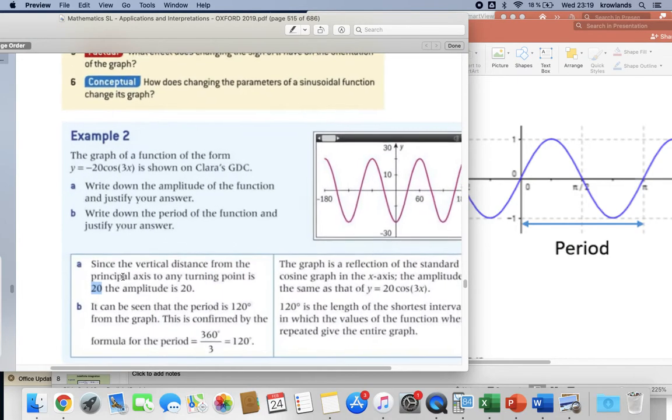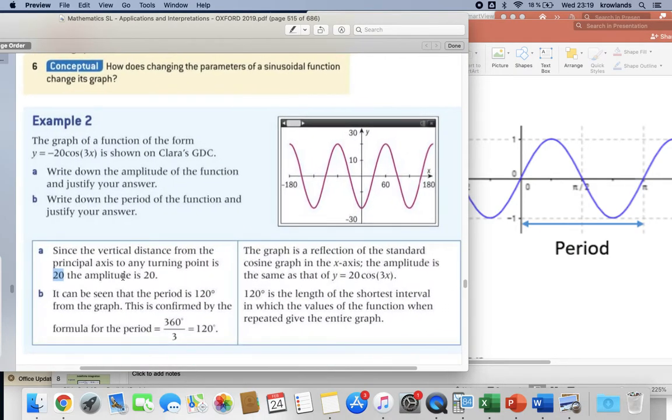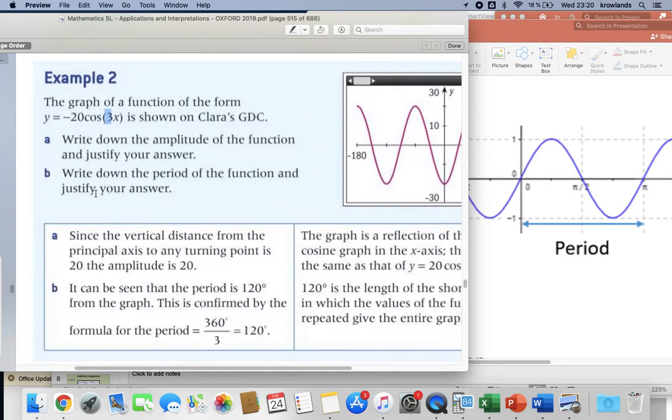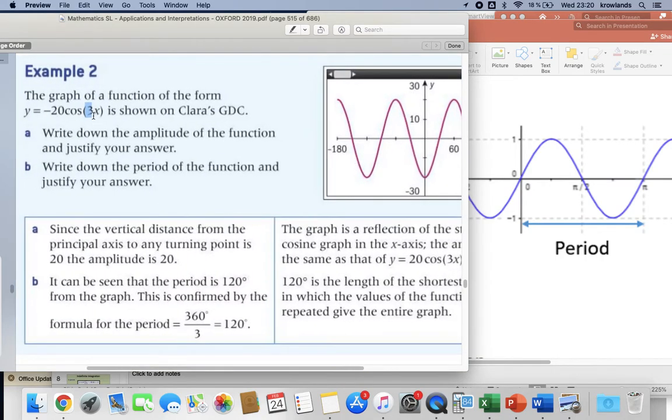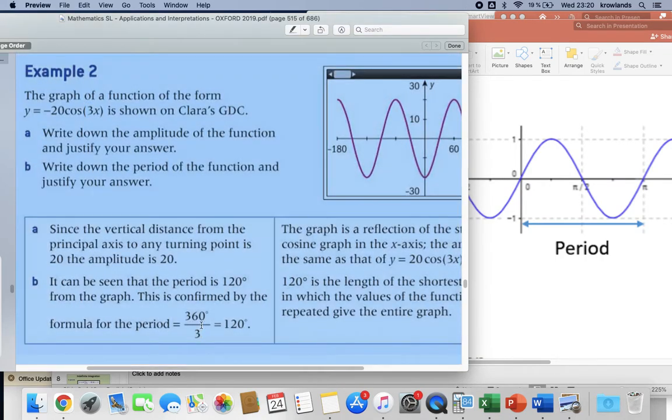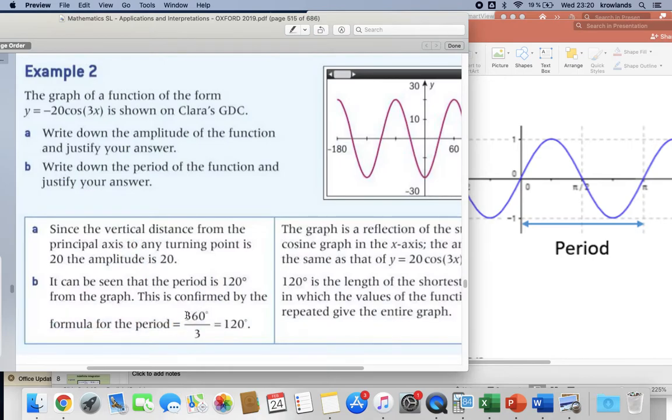Now, the next question is asking us about the period. The period is always affected by the number in front of here. This is going to be 3. So what we do is we're going to say that the graph is going to be squashed. So it's going to be 1/3 smaller than normal. Normally it would be 360, so 1/3 smaller would be 360 divided by 3, which is 120.